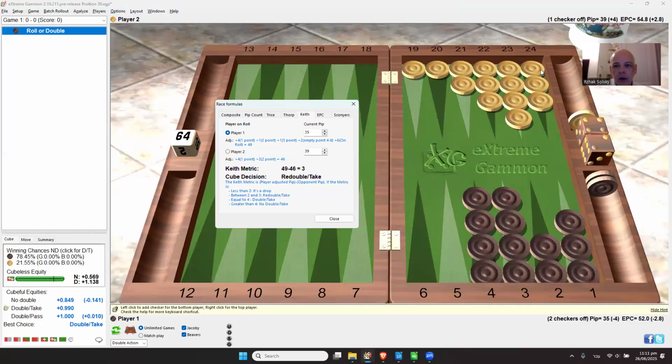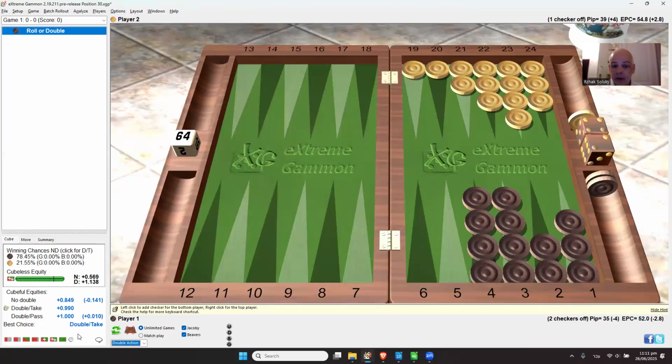46. Yeah, of course. I forgot to add 4 points for the ace point, not 2. That's the thing. So, yes, I should be adding 4 here and 3 here. That's 7 extra pips. So I reach 46. Now all is well. 49, 46. Good thing that we have extreme gammon to correct our mistakes. Double and take. The formula is actually quite good.